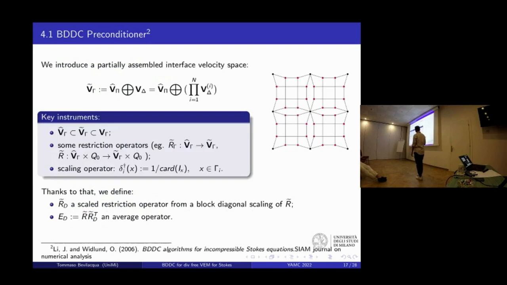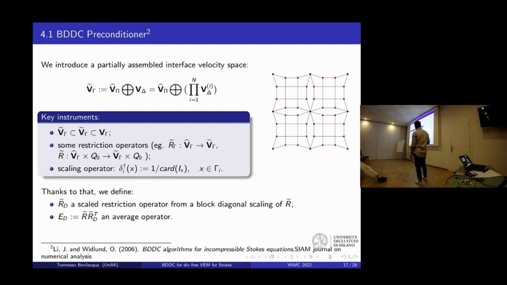To handle this preconditioner, we need to introduce another space, a partially assembled interface velocity space, which is constituted by two spaces. The first one is the space V prime hat, the continuous global coarse space, made by functions that live on the primal nodes, which typically are the vertices of the subdomains, and other degrees of freedom on each edge of the subdomains. And the space V delta is the dual space, made by functions that vanish on the primal nodes.